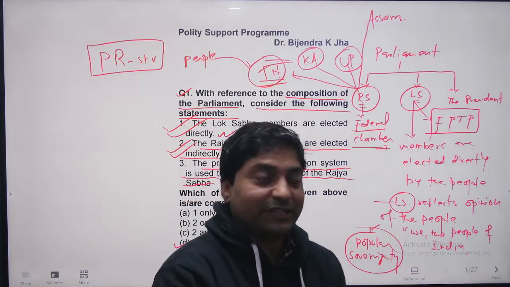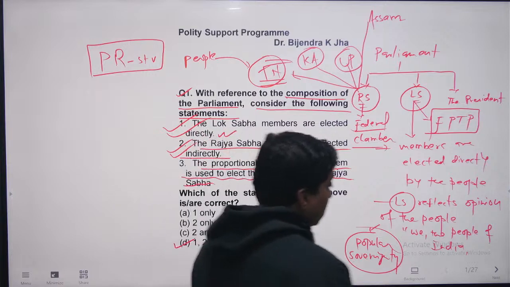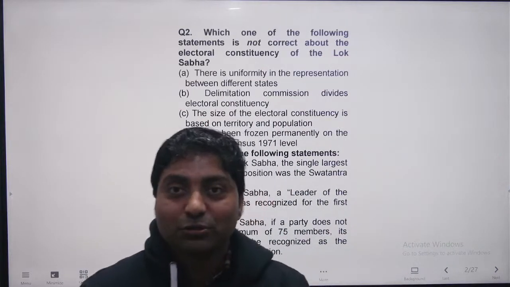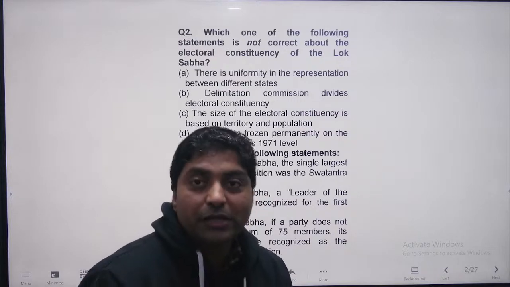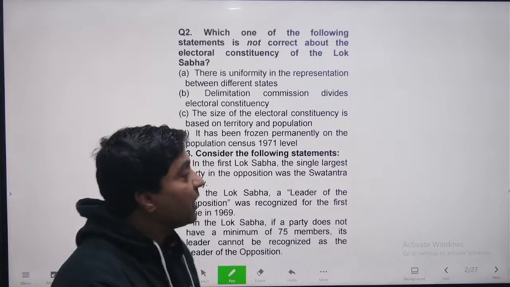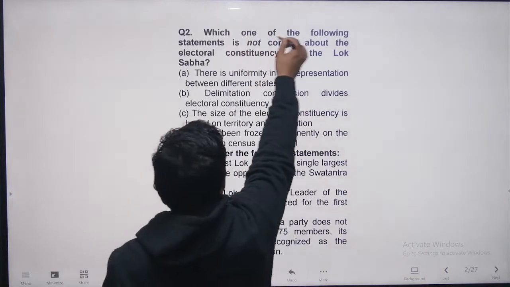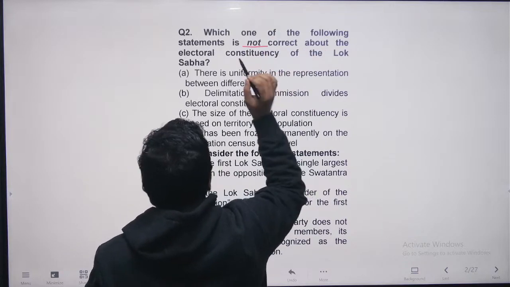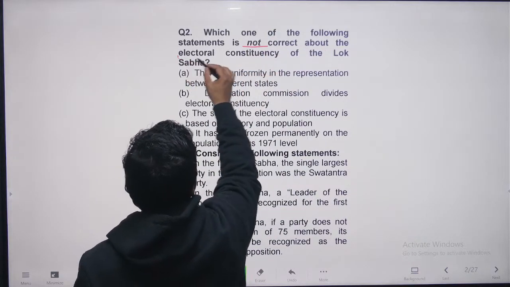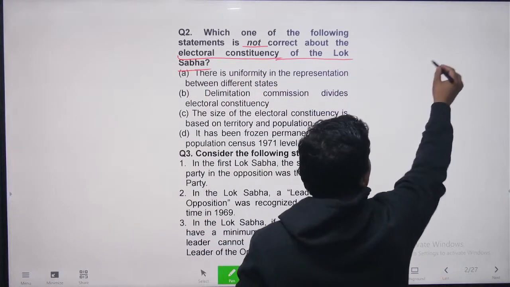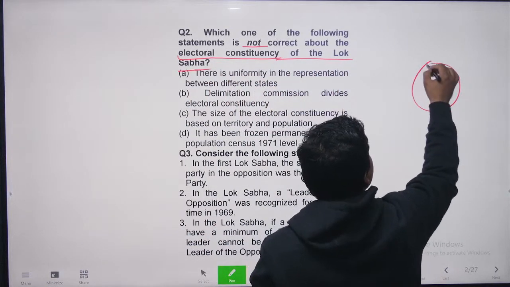Let's move to the next question and see what concept we can analyze by going through the question. Now look, question number 2, and here which one of the following statements is not correct about the electoral constituency of the Lok Sabha? Now it is talking about electoral constituency.